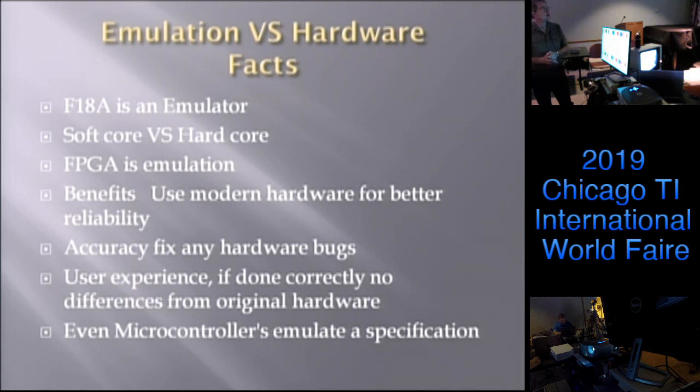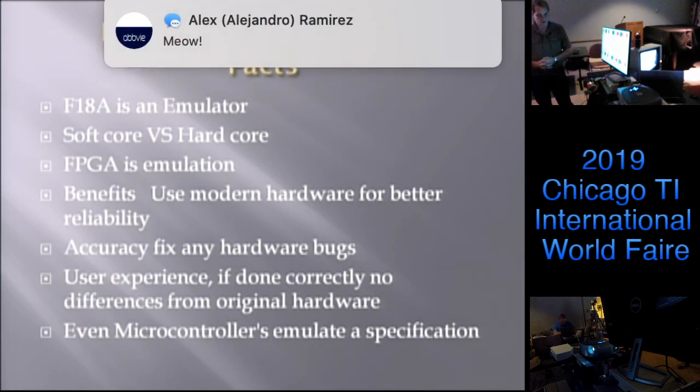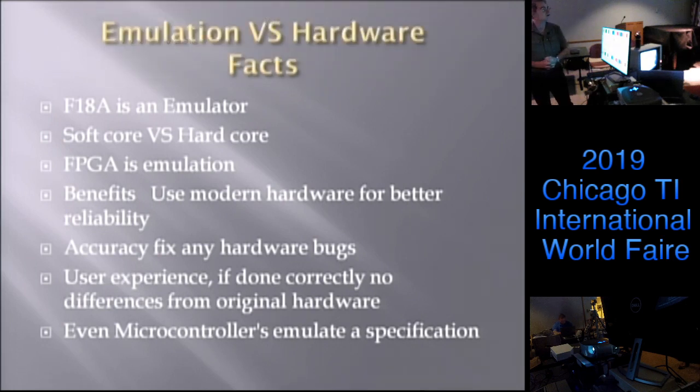The benefits: one is use modern hardware for better reliability. Accuracy, fix any hardware bugs. User experience, if done correctly, no differences from original hardware. And my intent is to make this so that if you sat a real TI next to this, with 2 people working on both machines, you can't tell the difference, except for the fact that you have way more hardware with the emulated version. Well, way more virtual hardware, let's put it that way.